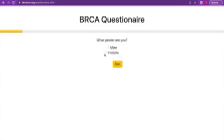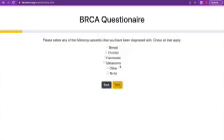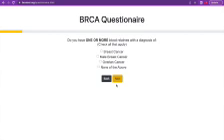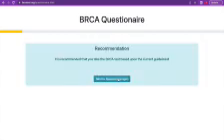Now let's take the questionnaire for her 28-year-old daughter. Now less than 45. And she has no history of cancer. However, she does have a blood relative, her mother, who has been diagnosed with cancer. And based on that, she is also recommended to take the BRCA test.